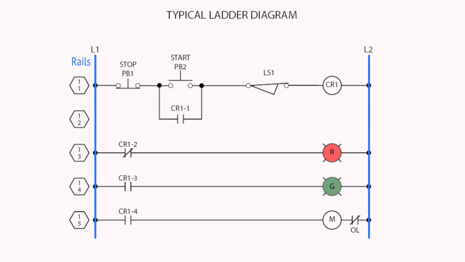The vertical lines in a ladder diagram are called rails. They connect to the power source and are identified as line 1, L1, and line 2, L2. The horizontal lines are called rungs. They are connected across L1 and L2. These lines contain the control circuitry.